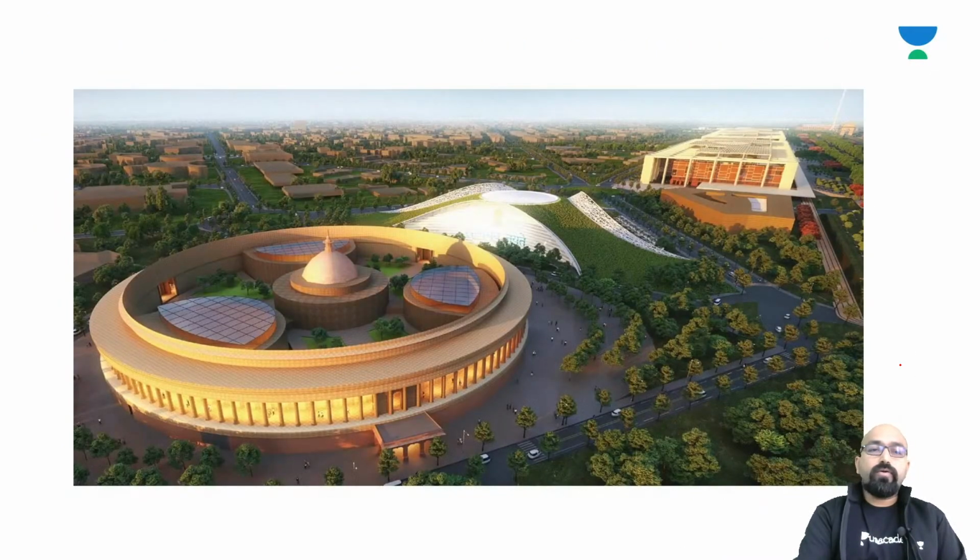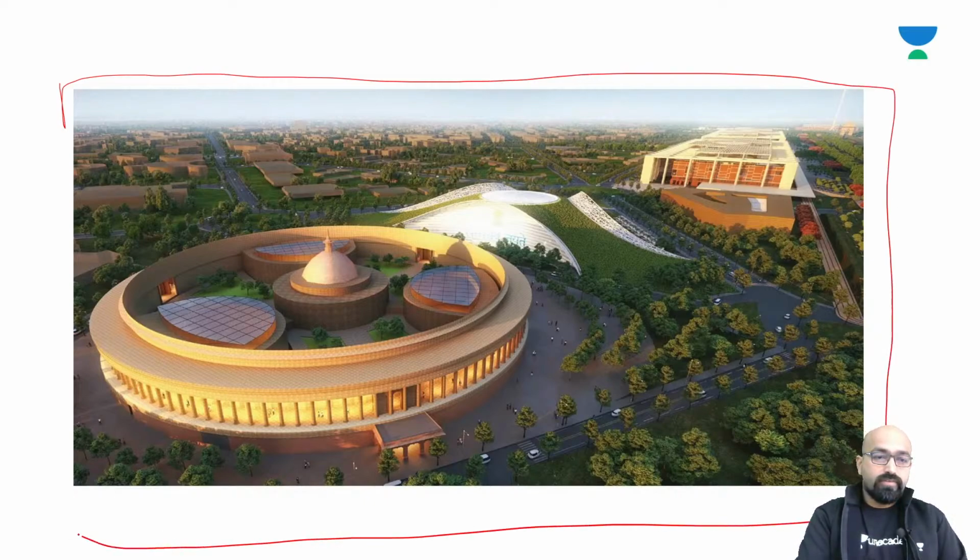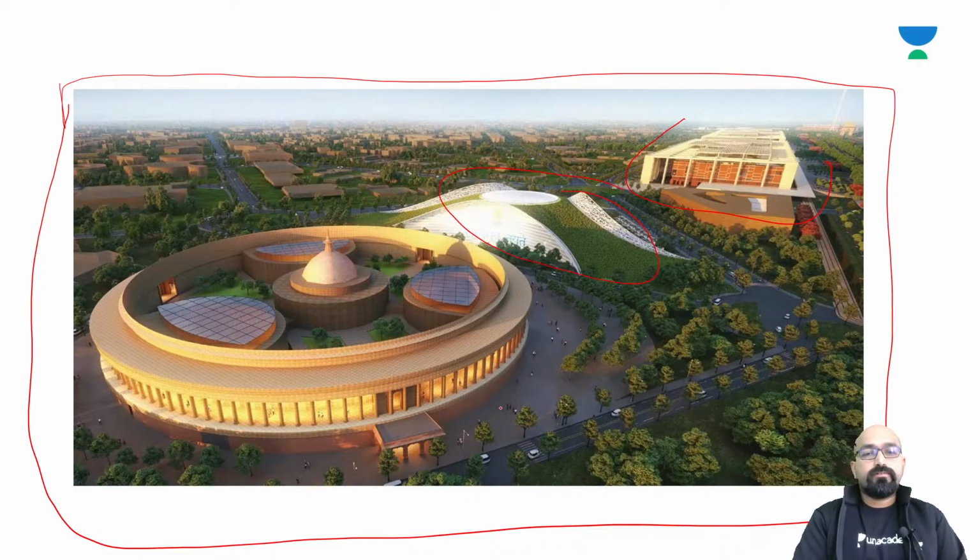All right, now see, this is the picture. We can say this is a pictorial image. All right, now it's all about the Lutyens zone, and these are the secretariat. This is no new construction.